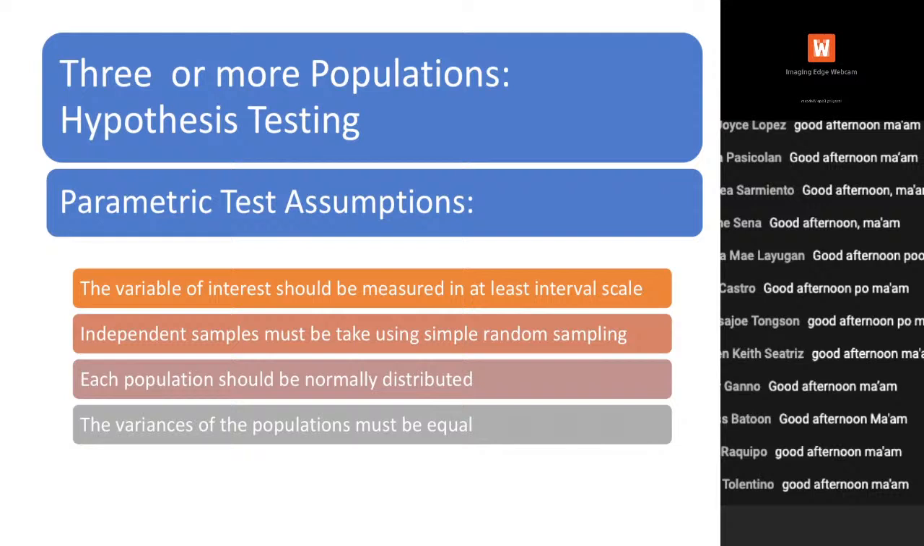When comparing three or more populations, look into the following assumptions for parametric tests. At least the variable should be of interval scale, with random sampling. Each population should be normally distributed. Plus, the variances of the populations must be equal. So it is not easy to just use ANOVA. There are many assumptions to test. If one assumption is violated, then you cannot proceed to applying the analysis of variance or F-test.